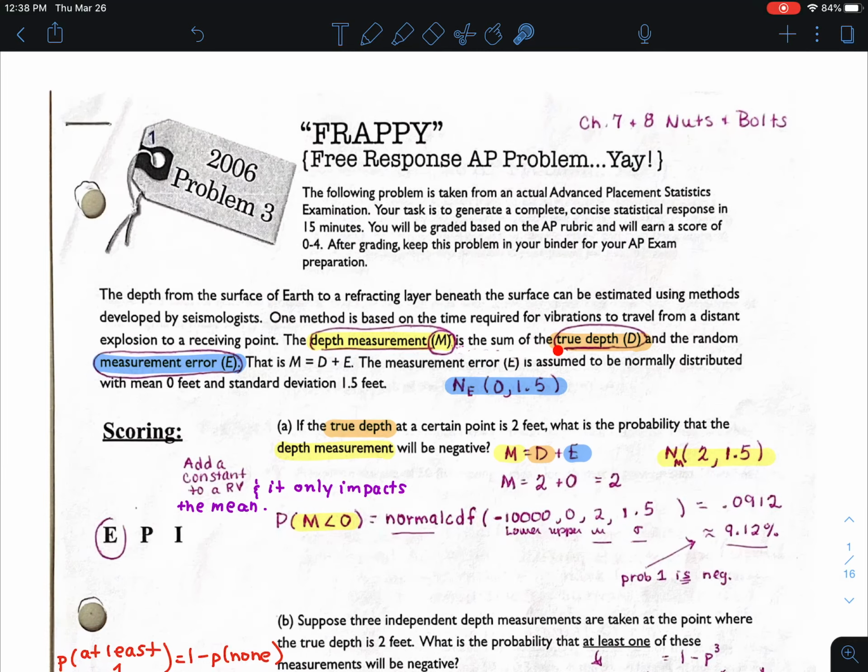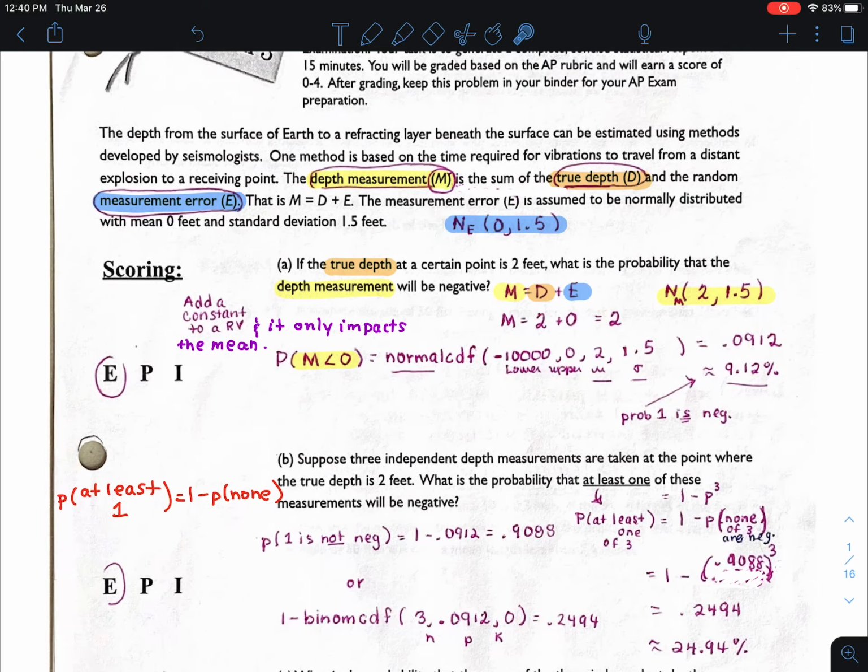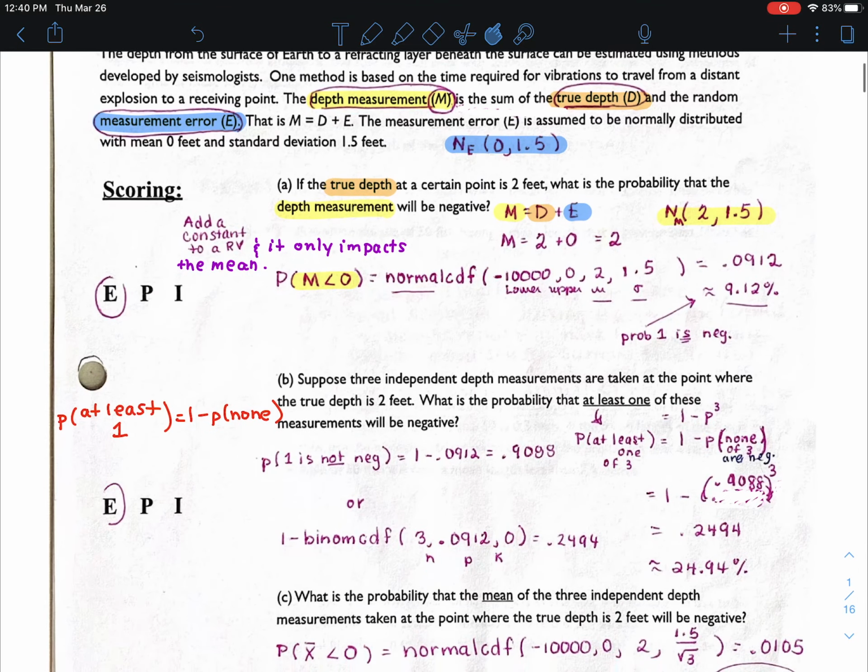Once I have this information in place to represent my depth measurement, I then can go ahead and answer the question, what's the probability that it would be negative? Well, that's basically what's the probability that it would be less than 0. So I'm doing the typical normal CDF. You can see how I have these labeled. And I come up with the probability that a single depth measurement would be negative is roughly 9.12%. Okay, you're going to see in this free response question how these responses tend to build on each other.